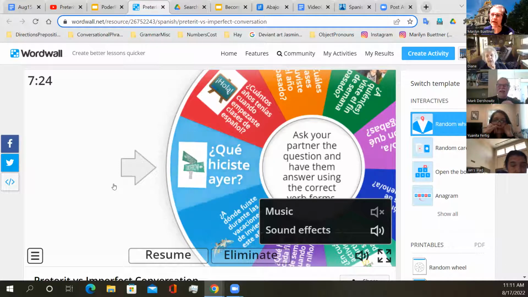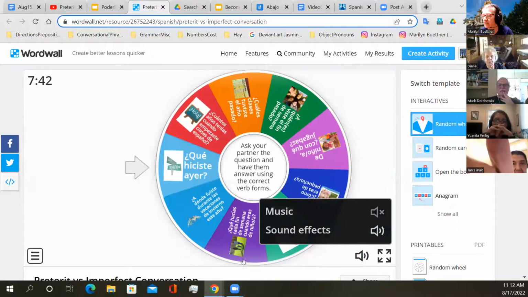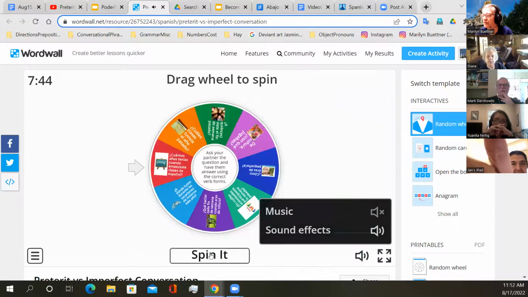Lavé la ropa. Okay, so the key is, because we're asking you about what you did yesterday, we're talking about something that's over and done with, not your habit. Not a customary thing, just something that you did yesterday. Okay, let's get rid of that. Let's look at another typical question.